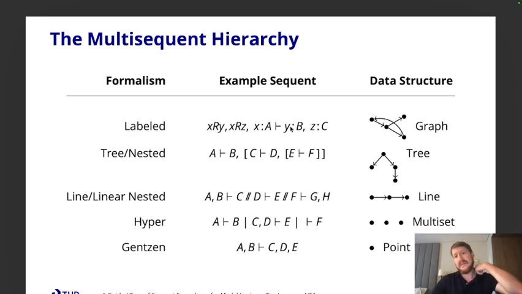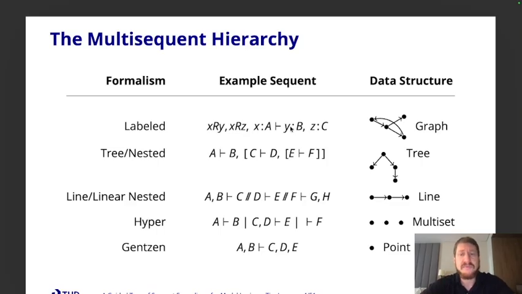So this multi-sequent hierarchy is a product of a project that I worked on during my PhD, where we studied translations between different kinds of proof systems and proof formalisms. And the idea was to take this jungle of formalisms and see if we could coherently organize it. We found that we could effectively organize proof systems on the basis of the sequence that they use, or multi-sequence.